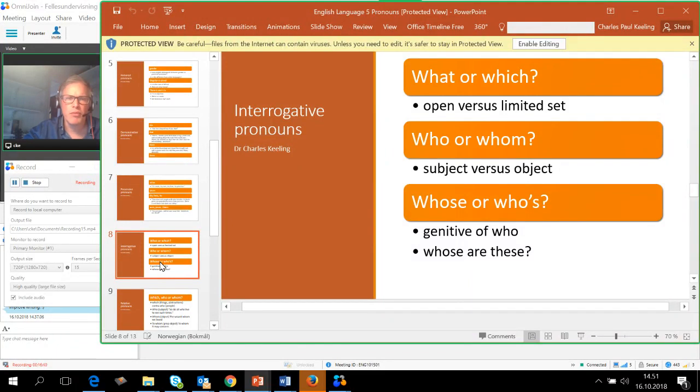Also, I think we did pretty well on interrogative pronouns. What or which: what do you like is open, which do you like is a limited set of things, so you have to make a choice. There's a couple of those in a couple of the texts to look at. Who or whom or to whom or for whom can be used as an object, as an interrogative or question pronoun, we could call it.